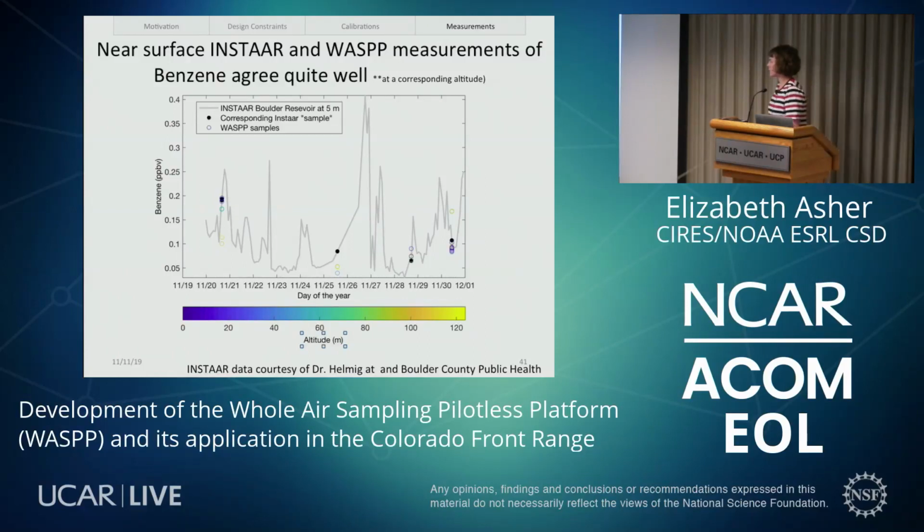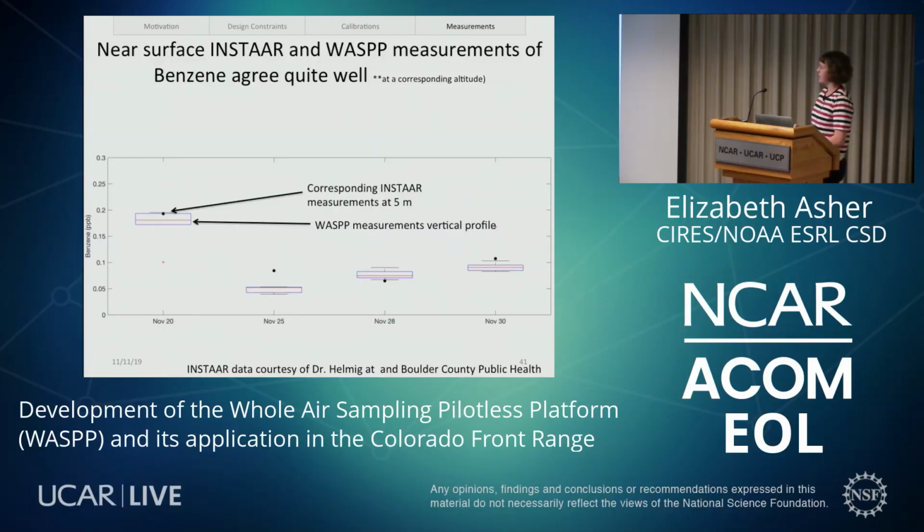So you can see that there's a relatively good comparison, particularly between our low altitude samples shown in dark blue and these black dots. But there's also a lot of variability in the vertical direction. You can again see that because the lighter yellow circles often fall quite far off the line.